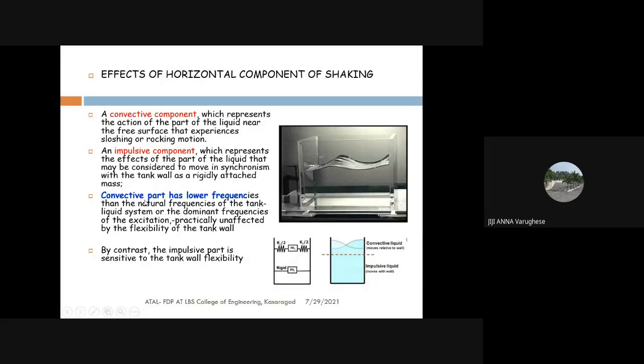And it is found that this convective part has lower frequencies compared to the natural frequency of the tank liquid system. And hence, it is unaffected by the flexibility of the tank wall. We can say that an RCC water tank is rigid compared to a steel water tank. Steel water tank is flexible compared to an RCC water tank. So whatever may be the material of the container, the sloshing mode is unaffected by the flexibility of the water tank. Whereas the impulsive part, which is present in the bottom portion of the water tank, is sensitive to the tank wall flexibility.